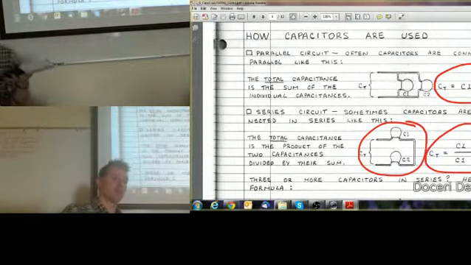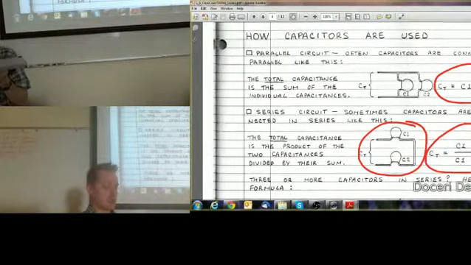But if there's something other than equal, then you're going to have to use the equation C1 times C2 over C1 plus C2. But you can imagine, let's say each one of these capacitors is 1 picofarad. If we have 1 times 1, that's 1. And then divided by 1 plus 1, that's 2. So that gives you a half.